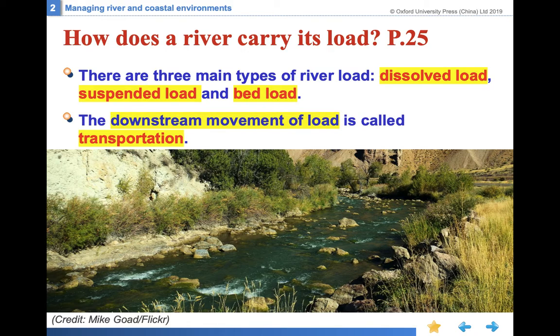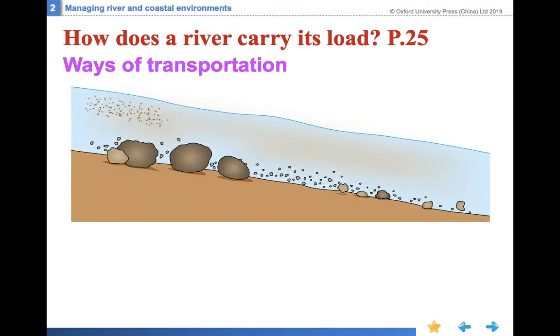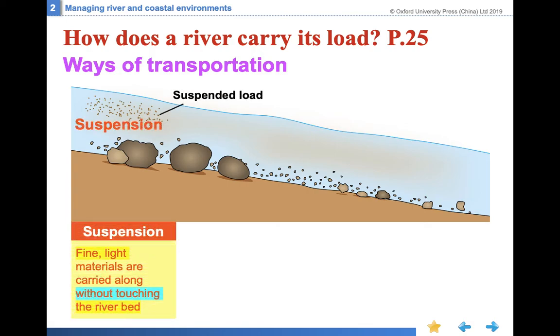The downward movement of these three types of load is called transportation. So let's see each type, how the different loads are moved downstream. On page 25, you could see some loads flying on the river, right? They are very fine and very light, without touching the riverbed. This is what we call suspension.